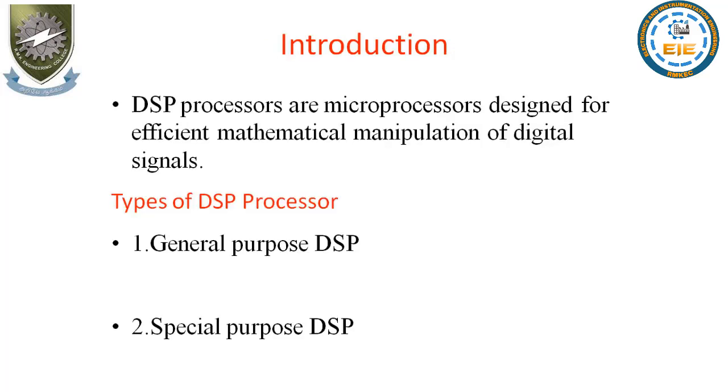First, introduction. A DSP processor is a microprocessor designed for the efficient mathematical manipulation of digital signals. There are two types of DSP processor: one is the general purpose DSP processor and the second one is the special purpose DSP processor. General purpose digital signal processors are basically high speed microprocessors with architecture and instruction set optimized for DSP operation. Special purpose digital signal processors consist of hardware designed for specific DSP algorithms such as FFT, PCM and filtering process.